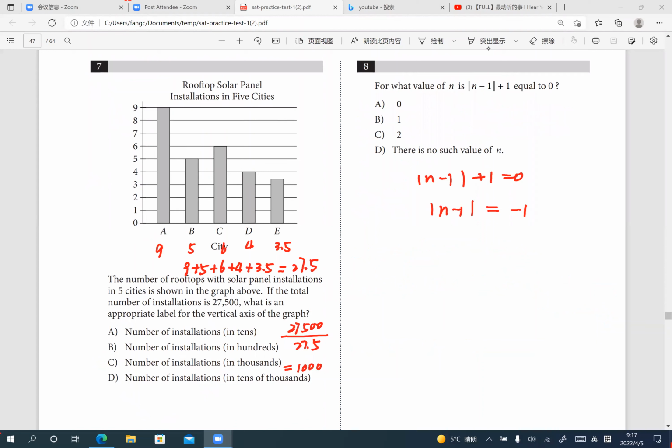7. The number of rooftops with solar panel installations in 5 cities is shown in the graph above. If the total number of installations is 27,500, what is an appropriate label for the vertical axis of the graph?